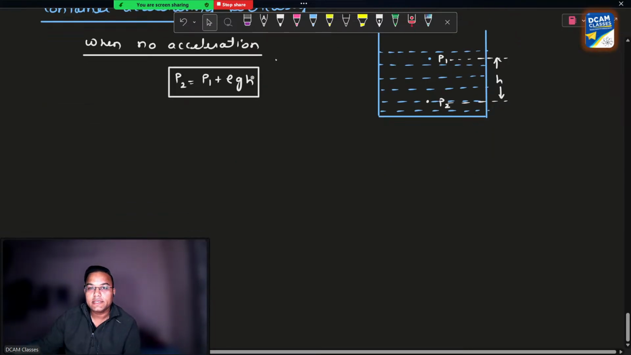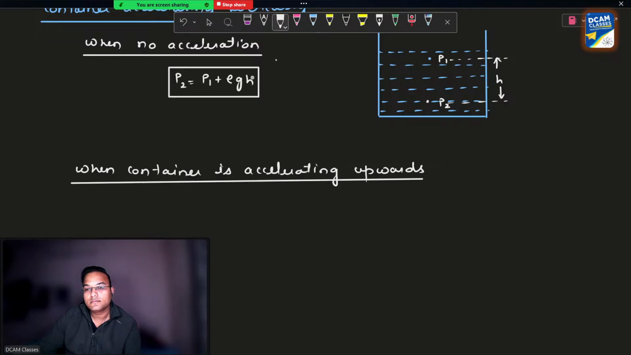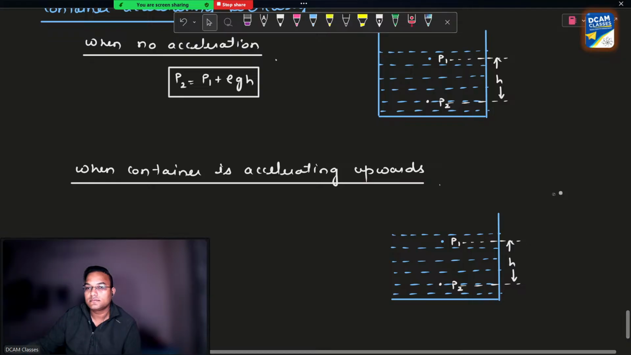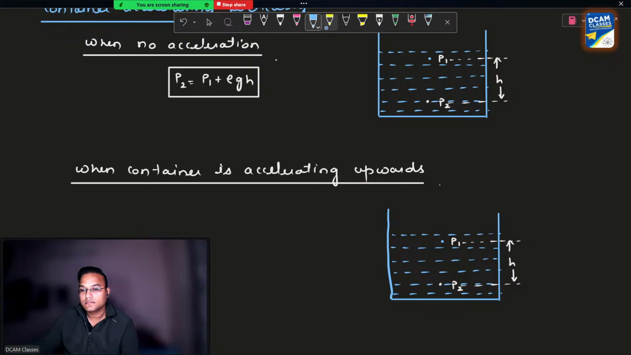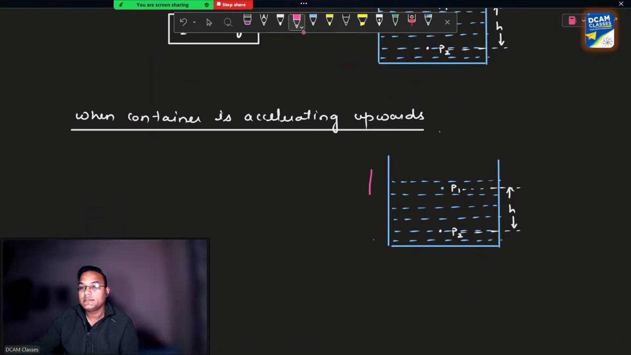Then we got this condition. Now what will happen when there is acceleration? When the container is accelerating upwards, in this case, what happens? When you take the container and equate the forces, let's say the area is A, the force F1 will be equal to P1 into A, and the force from the bottom will be equal to P2 into A.